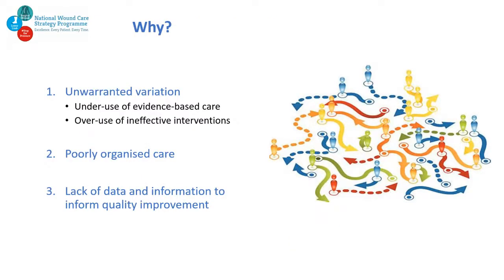So why is that the case? Why is there such a huge burden? Why is there a large amount of effort and energy going into dealing with them? Fundamentally, while we know that there'll be variation in how individual patients are being managed, we do know that there's a variation across the country in how care is organised and delivered to support those patients. So we think that's through the underuse of evidence-based care, but also the overuse of ineffective interventions.